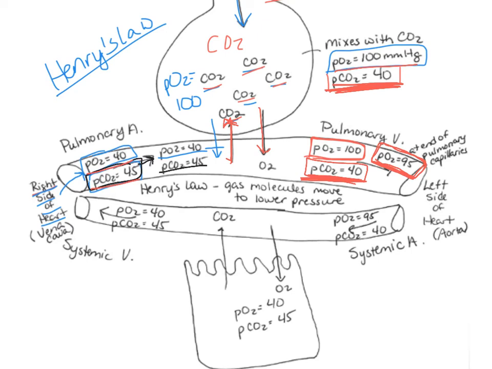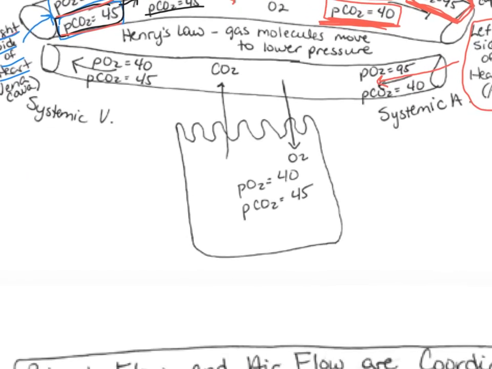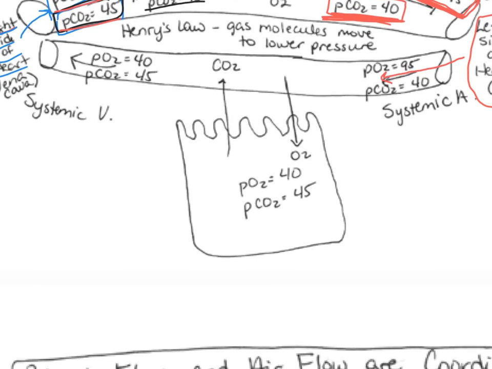Now that blood heads to the left side of the heart. So it's going to the left atrium, then into the left ventricle, and then it's going to get pumped out through that aorta. And that blood is going to head to the tissues. Along the way, nothing happens. Because again, there's no exchange anywhere except in capillaries, right? So in the arteries, in the arterioles, there's no exchange. And then finally we get down to the capillaries by the tissues. And we're going to have an exchange there.